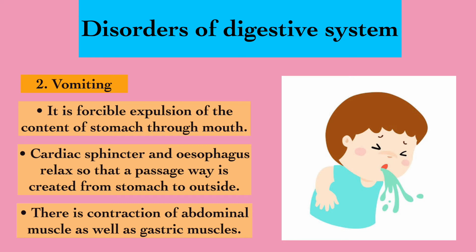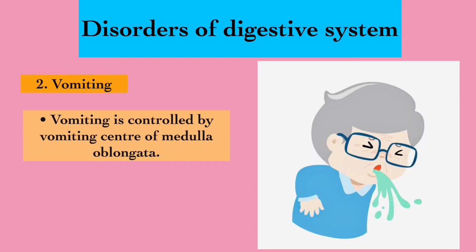There is contraction of abdominal muscle as well as gastric muscle. Whenever there is expulsion, we can feel a strong contraction in the abdominal muscle around the stomach and also in the gastric muscles. Vomiting is controlled by the vomiting center of medulla oblongata. Now we must know that medulla oblongata is a part of our hindbrain and it controls all the involuntary actions of our body.